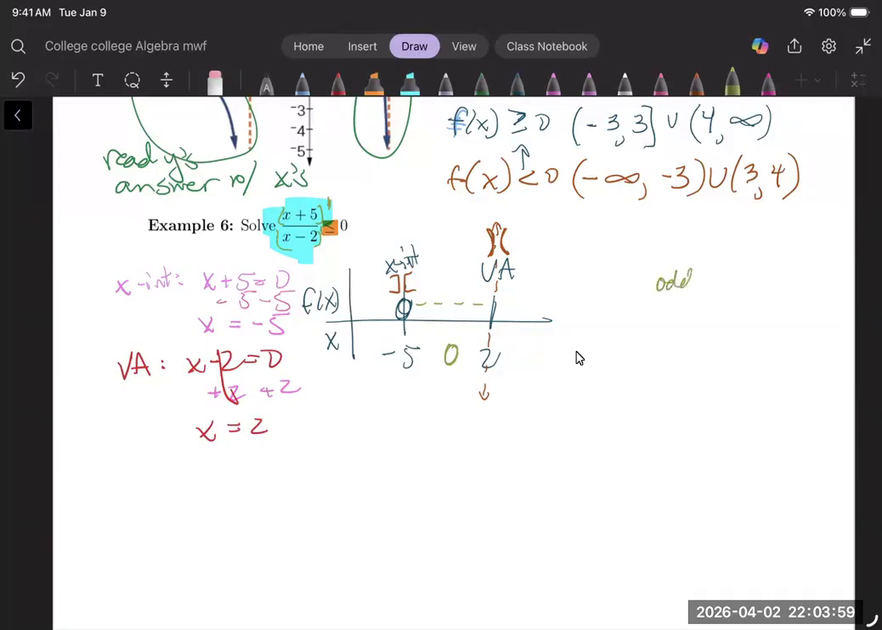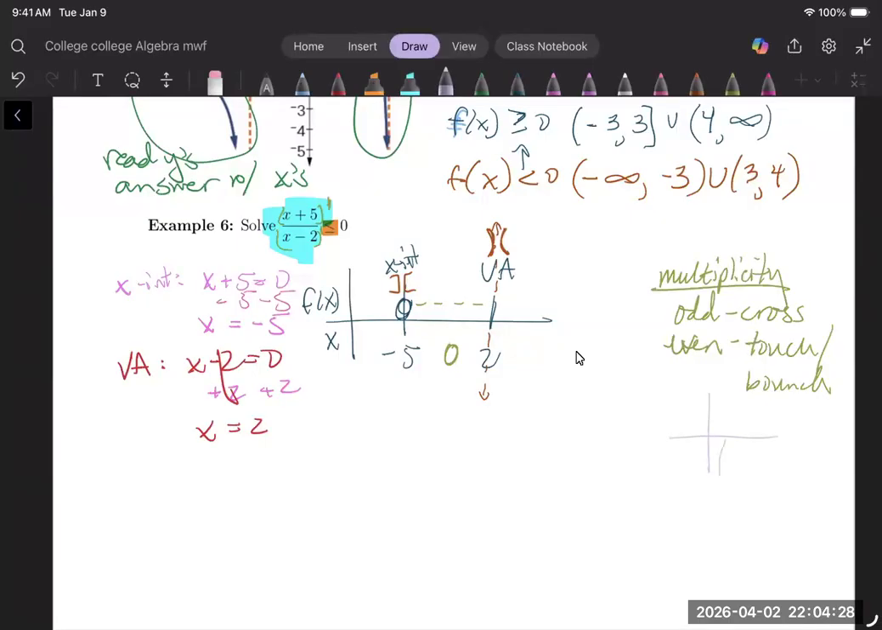Let me put this down. Odd multiplicity. Let me find a better way. Remember, multiplicities: odd says we cross. Even says we touch or bounce. Right? A little quick pick: bounce, cross. So this would be even multiplicity, and here would be an odd multiplicity. Finish off with my arrows.